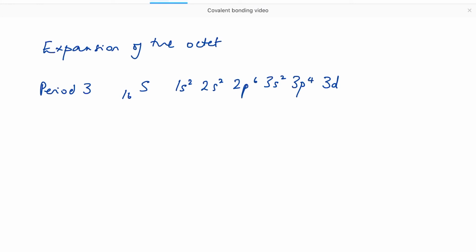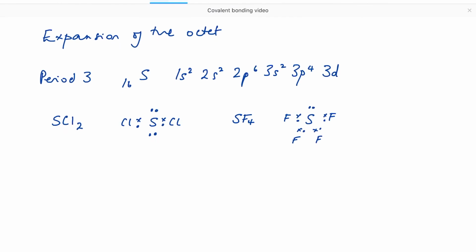So sulfur can form 2 single bonds, as in SCl2. In this case, sulfur behaves just like oxygen, also in group 6, and it forms 2 single bonds, each with a chlorine atom, and it has 2 lone pairs of electrons. 2, 4, 6, 8, 8 electrons in the outer shell. However, in SF4, sulfur retains 1 lone pair of electrons, but then forms 4 single bonds with fluorine atoms, and we can see here that sulfur has 10 electrons in its outer shell.